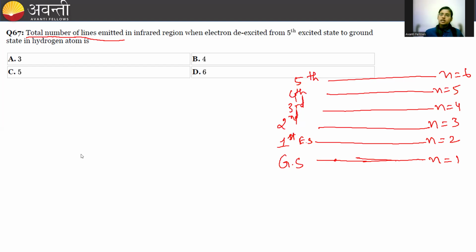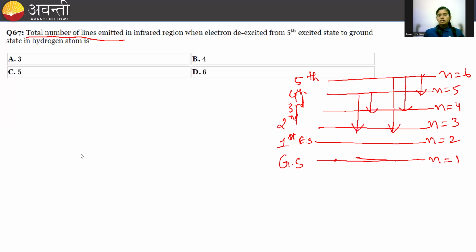Now, de-excitation is happening, meaning from the fifth excited state, it is coming to the ground state. If an electron is present in n is equal to 6, it can come from n is equal to 6 to n is equal to 5 first, and it can come from n is equal to 6 to n is equal to 4, and it can come from n is equal to 6 to n is equal to 3. Or we can move the electron from n is equal to 5 to 4 or 5 to 3.